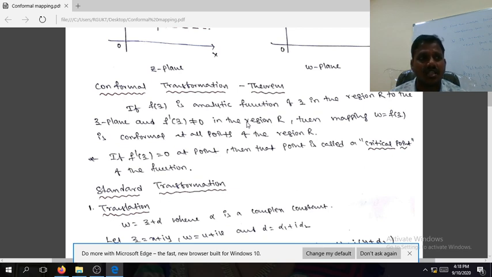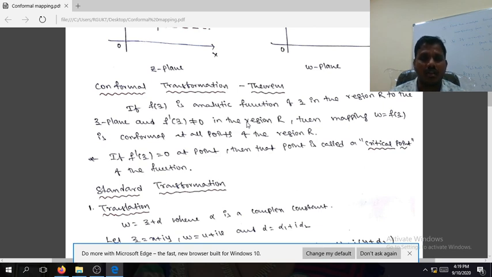If f of z is analytic and f dash of z is not equal to 0 for every z, then directly you can say it is a conformal mapping or conformal transformation. Suppose w is equal to f of z is equal to z square.